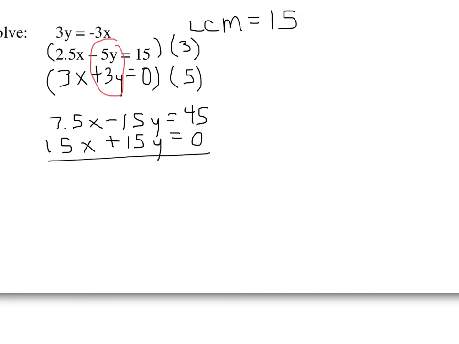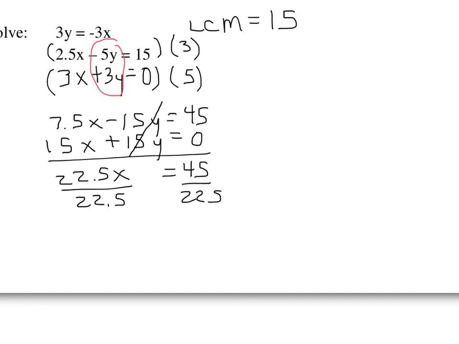So now when we add the equations together, what's eliminated? Y is eliminated. So that gives us 22.5x equals 45. We have to divide both sides by 22.5. And that gives us x equals 2. When x is 2, what is y? Well, look at our original two equations. Pick one. I'm going to choose 3y equals negative 3x.